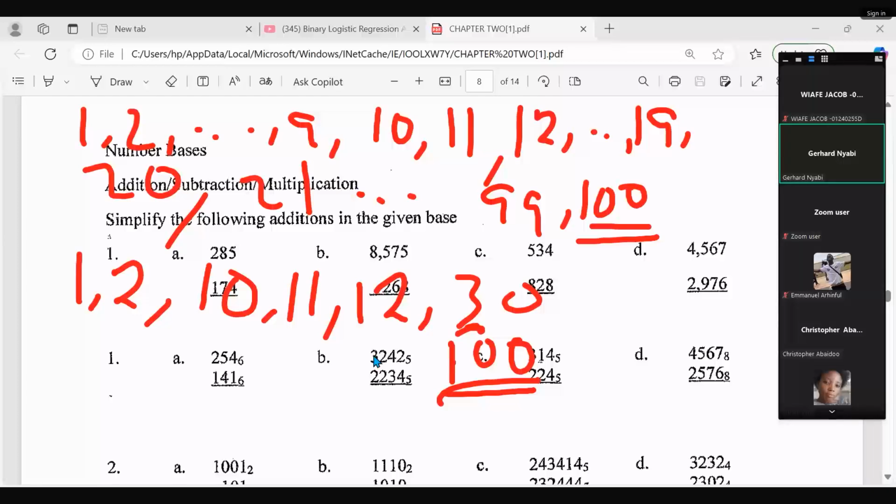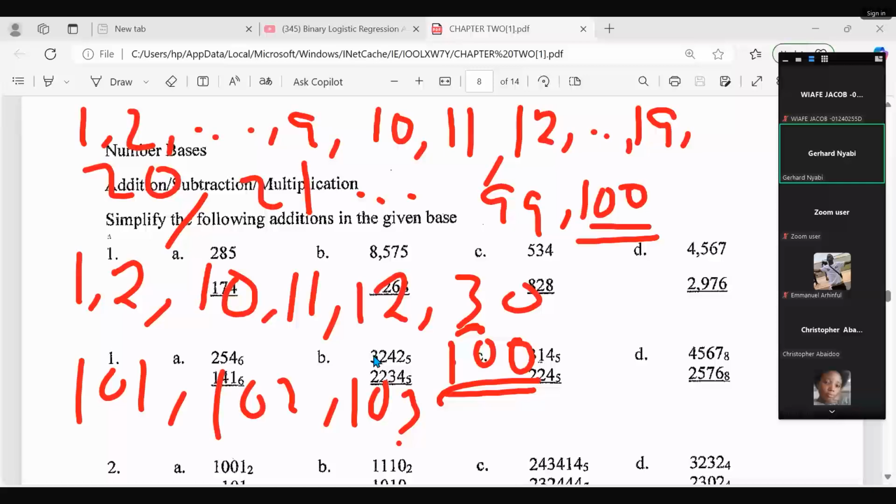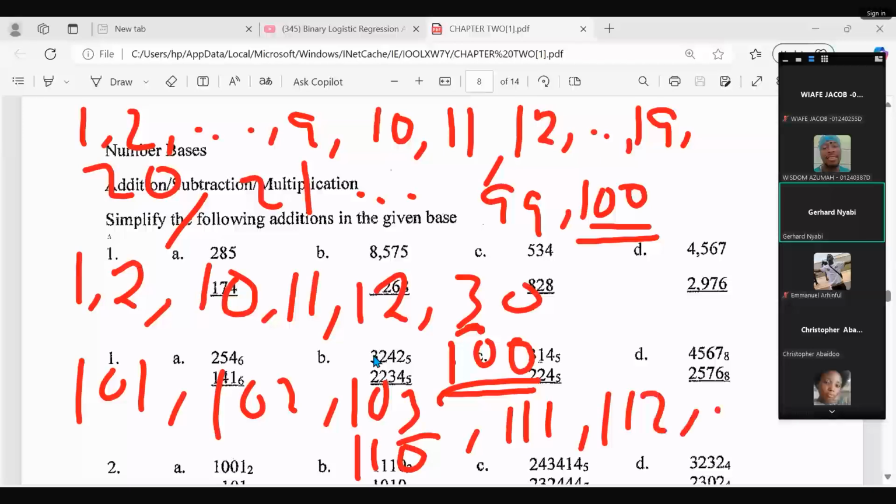So it means that this will be 100, the next will be 101, 102, the next will be 103. But 3 here is equal to the base. So 3 goes here, it will be 0, 1 remainder 0. So this rather is 110. Then the next will be 111, 112, the next will be 120, 121, and so on and so forth.